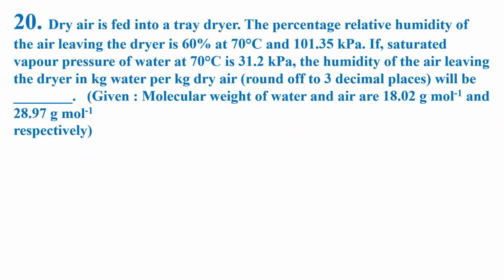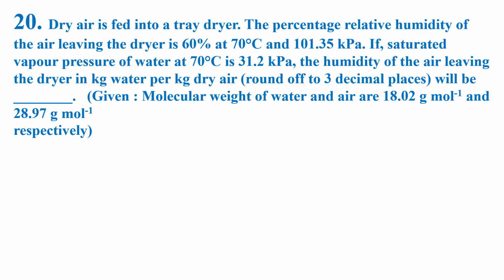Question number 20. Dry air is fed into a tray dryer. The percentage relative humidity of the air leaving the dryer is 60% at 70 degrees Celsius, and the total pressure is 101.35 kilopascal. If the saturated vapor pressure at 70 degrees Celsius is 31.2 kilopascal, we have to calculate the humidity of the air leaving the dryer.